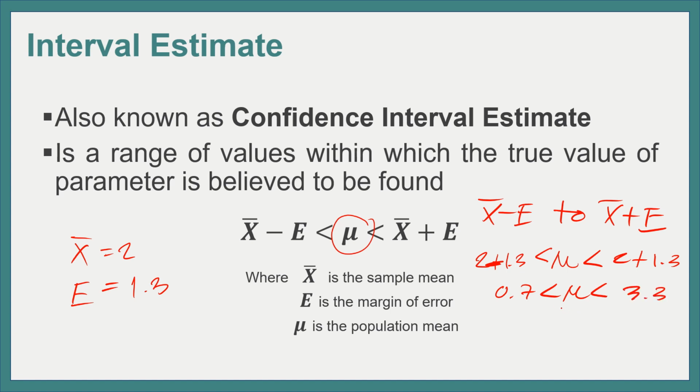So therefore we can say that the true value of our population mean is from 0.7 to 3.3. So these are the ranges of values where we believe the true value of the population mean can be found.